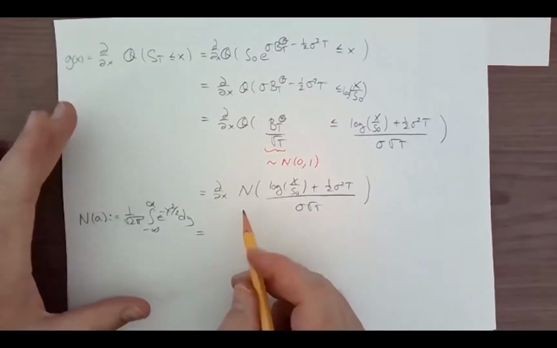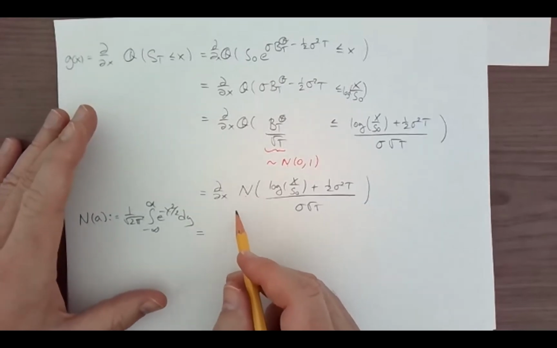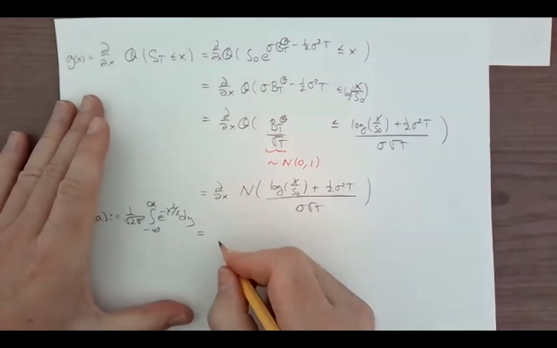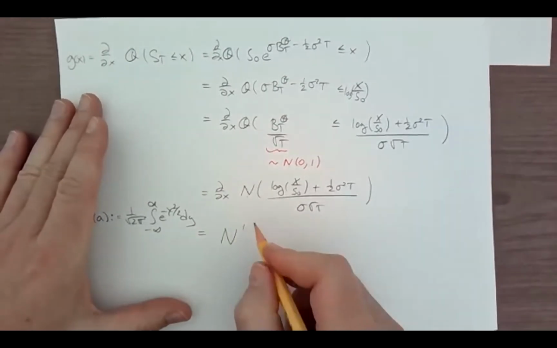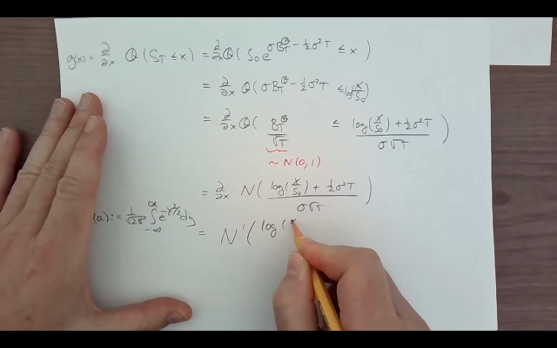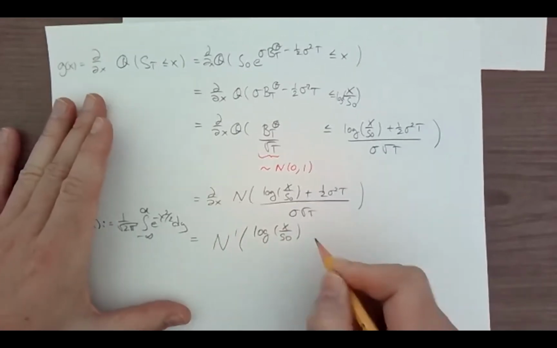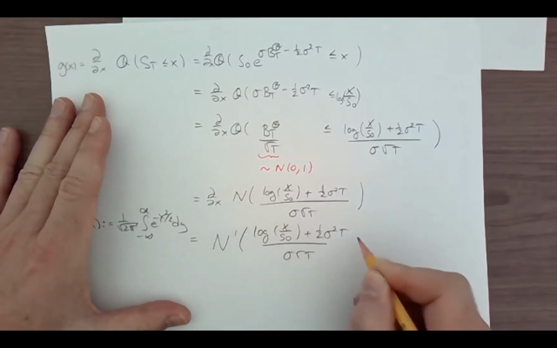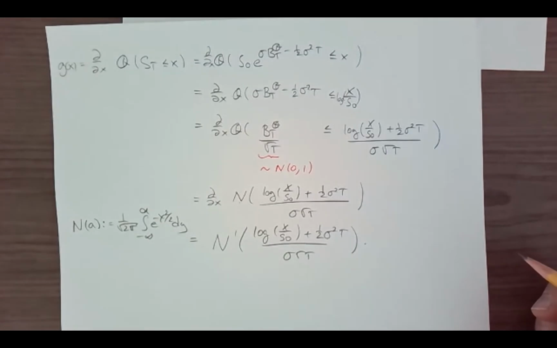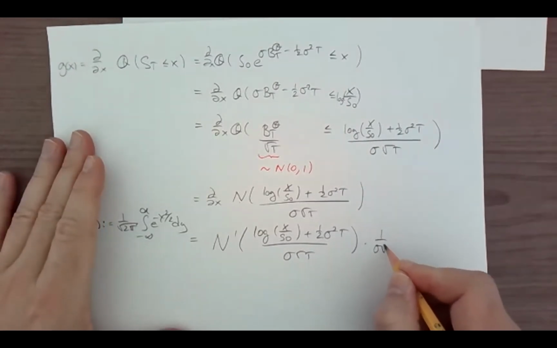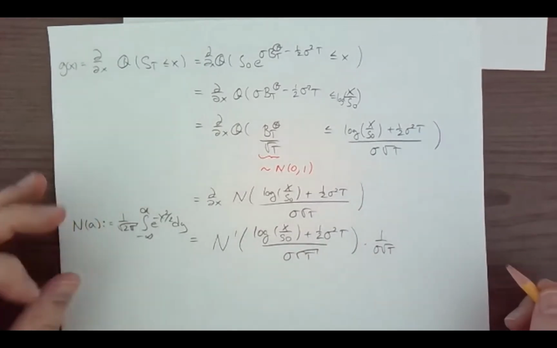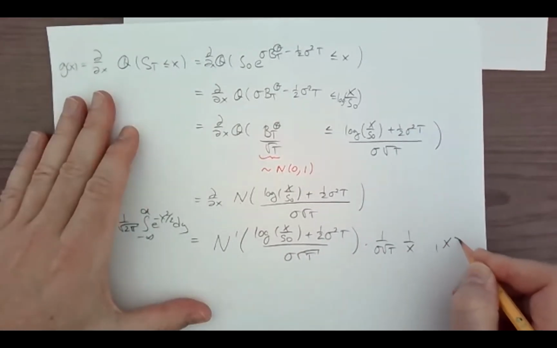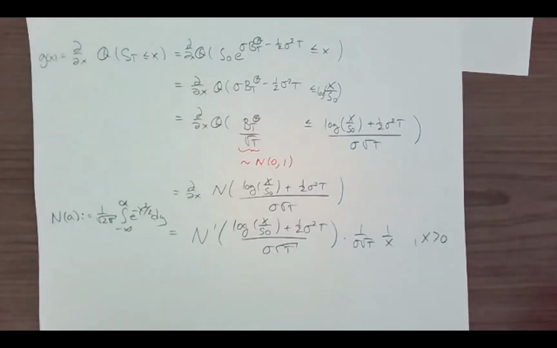So if I want to compute the derivative, I need N prime. So this would be N prime evaluated at all that mess there, log x over S0. That's 1 over root 2 pi, and then multiply by the derivative of what's inside. This is 1 over sigma root T, and then log, this is 1 over x. This is true for x positive, right, and 0 otherwise.